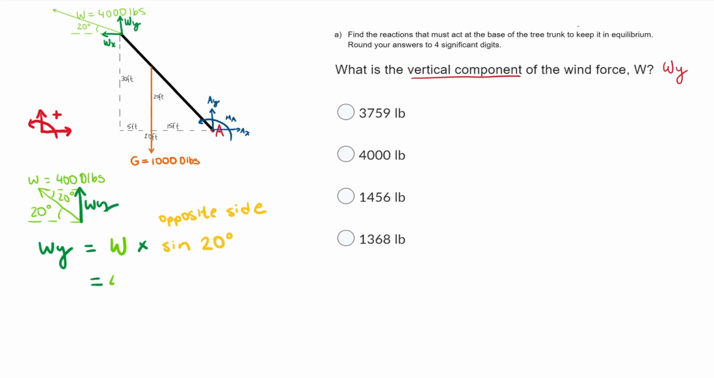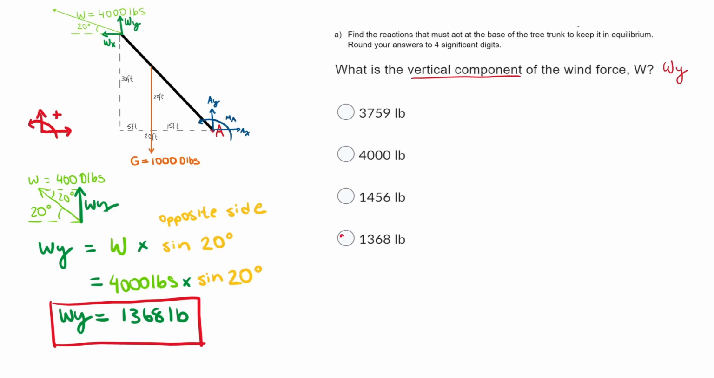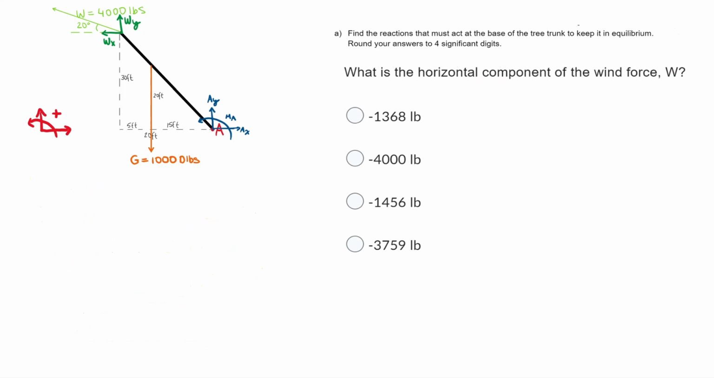So now we input 4,000 pounds, multiply that by sine 20 degrees, and you'll get 1,368 pounds as your solution, making this the correct answer. Now on to the next part.